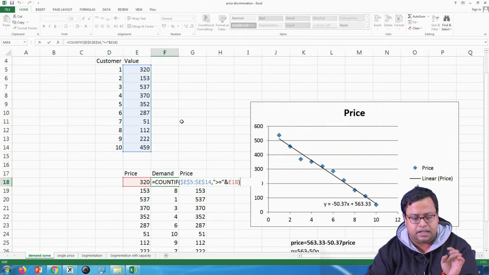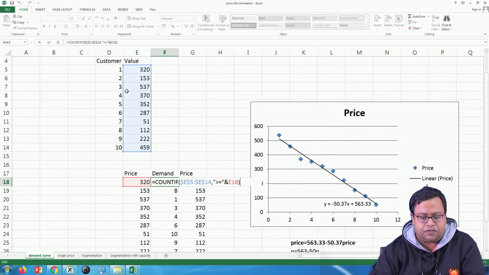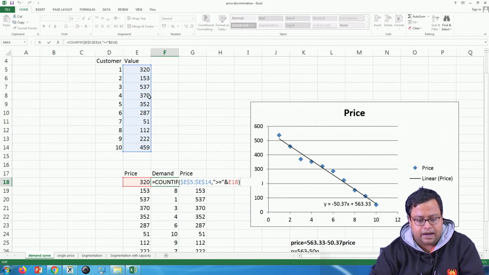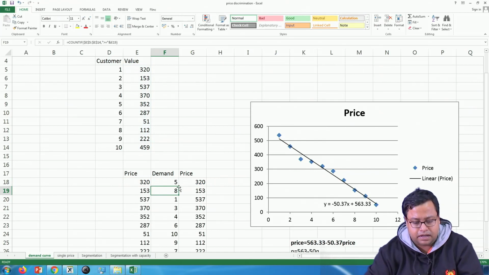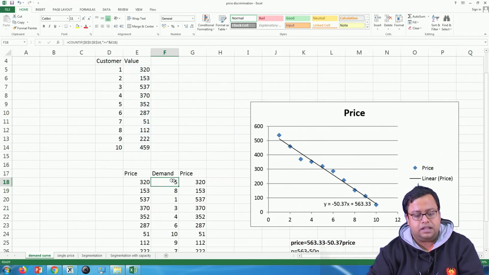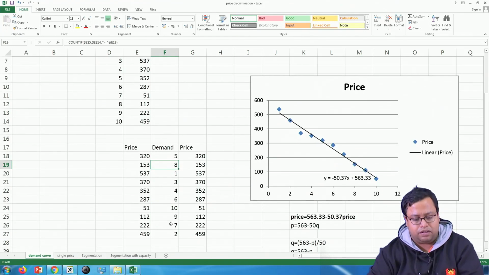So, how many values are higher than or equal to 320? The first value is yes, this one is yes, this one is also yes, and probably this one is also yes, so 4, and the last one makes 5. That is why the value here comes up to be 5. So, when the price is 320, the demand is 5, and so on. It has been done for all of the other cases.